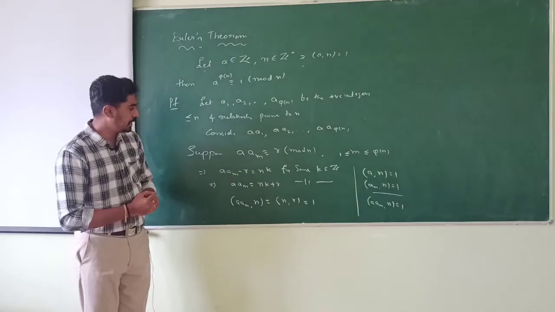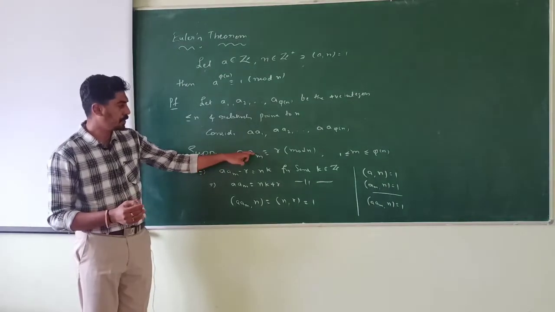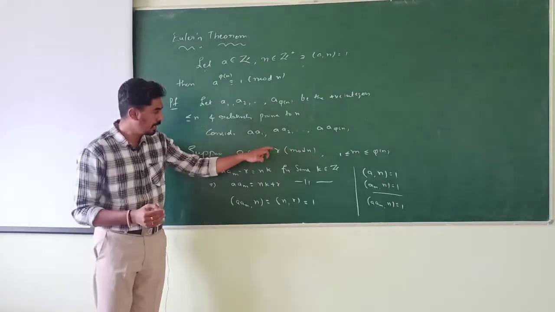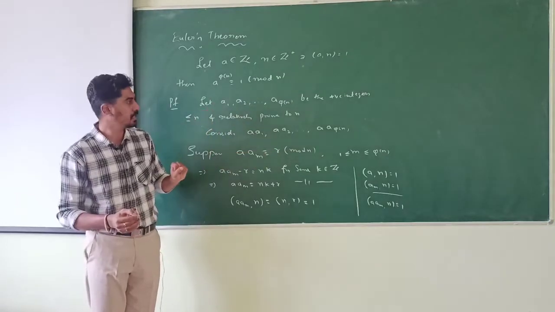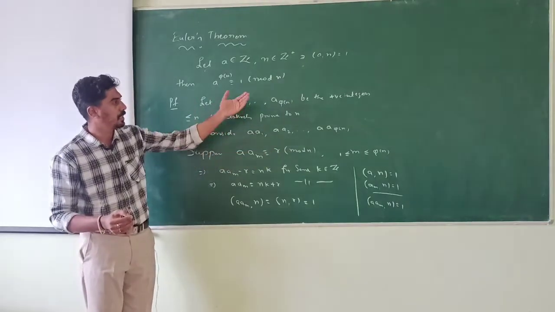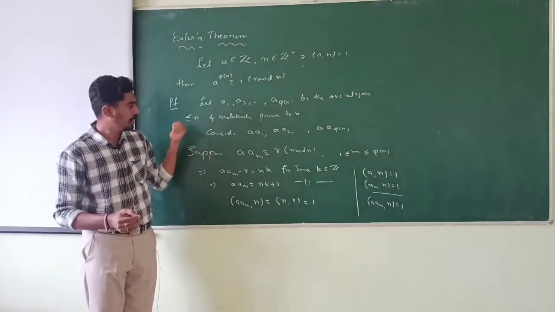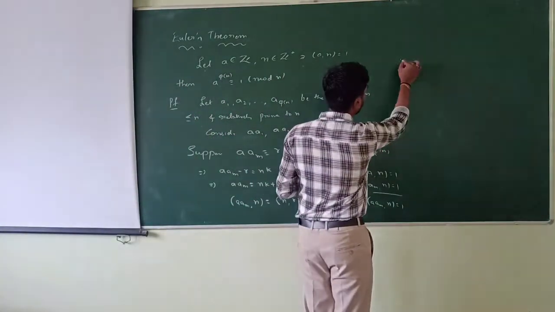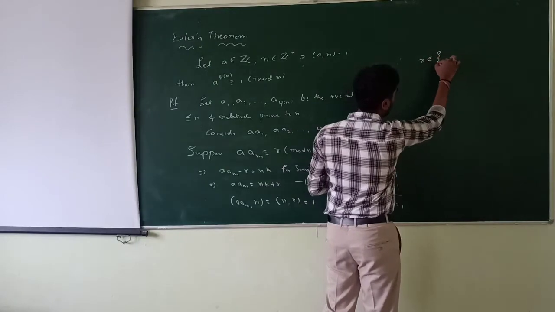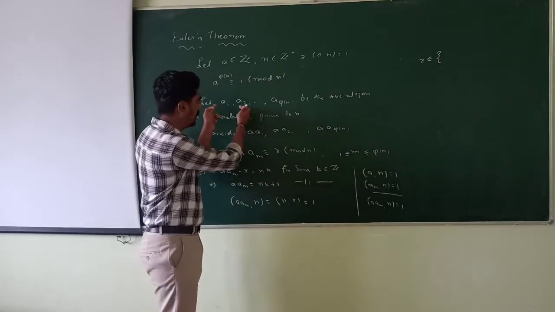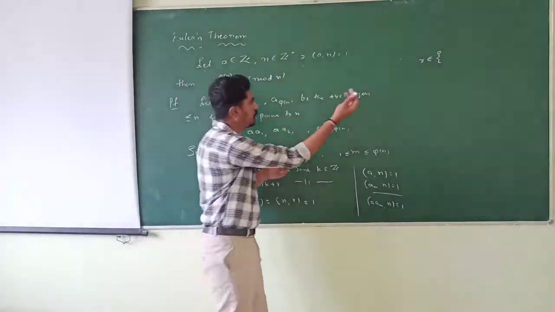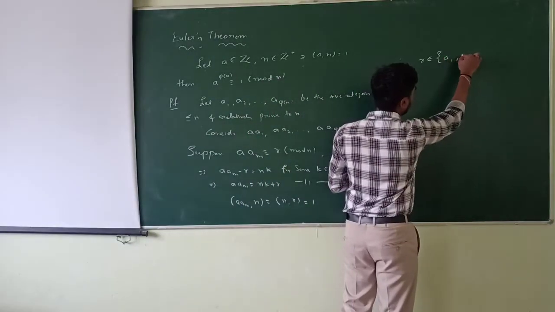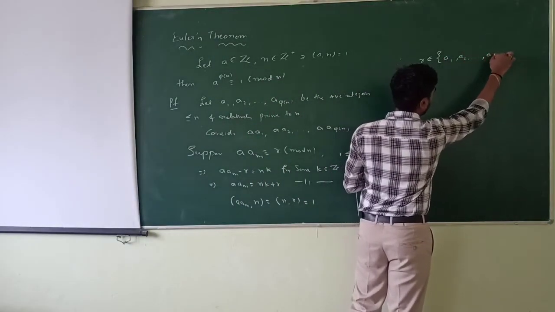So we have shown that if a times am is congruent to r modulo n, then r should be an integer less than n and relatively prime to n. Therefore r should be one of these integers a1, a2, up to a phi n.